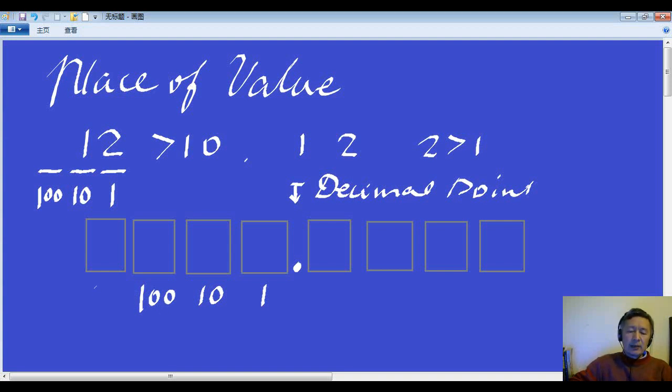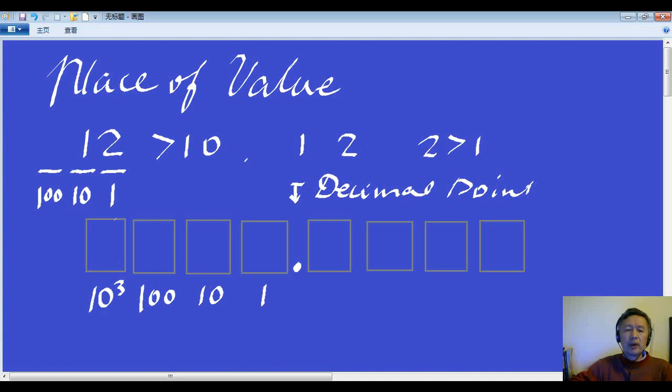The common way is to use the power form. If I put the 3 here, then 10 to the power of 3 represents 1000. So each number in this box represents 1000.